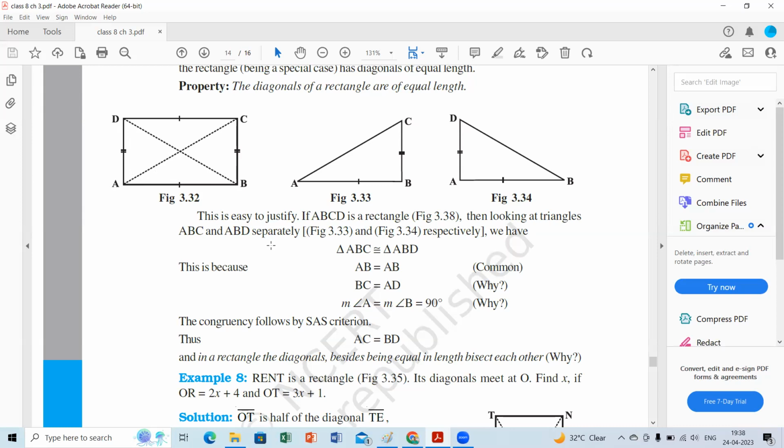Ma'am, I thought you were telling about the rhombus. No, you see here, ABC is congruent to ABD. Why? Because the length of AB is the same in both the triangles, common side. Now BC is congruent to DA. And the length of AC is the same as the length of BD. Why? Because diagonals are equal in a rectangle.